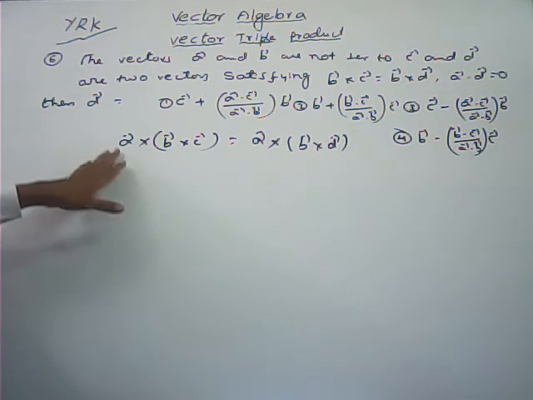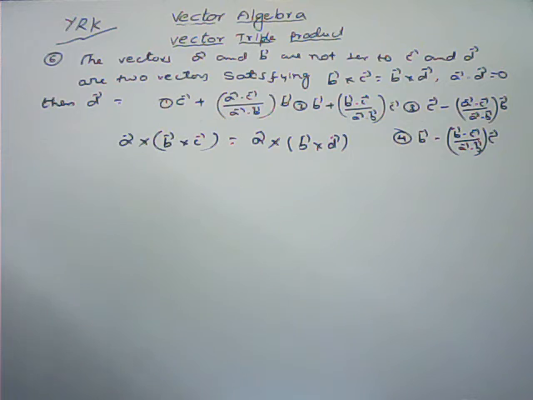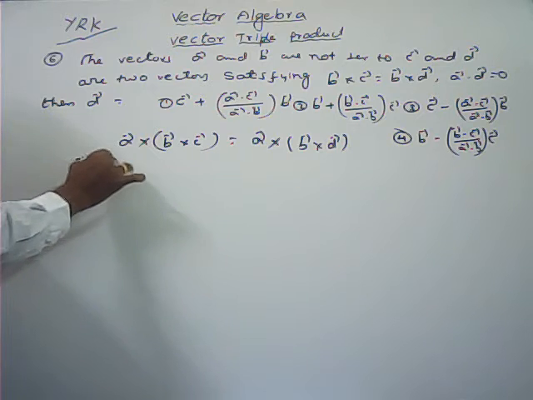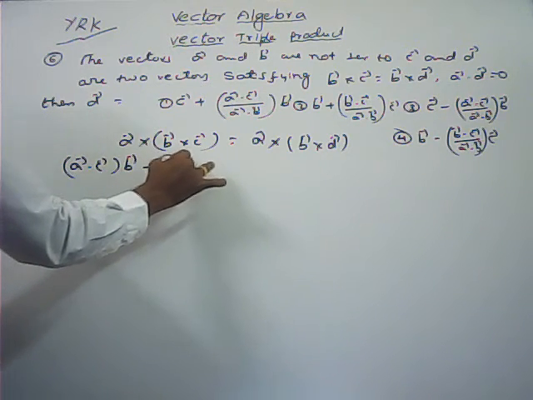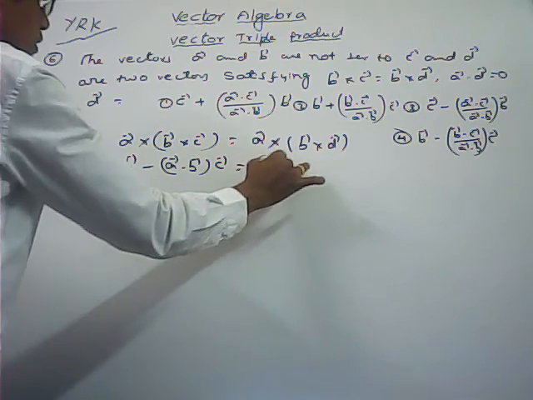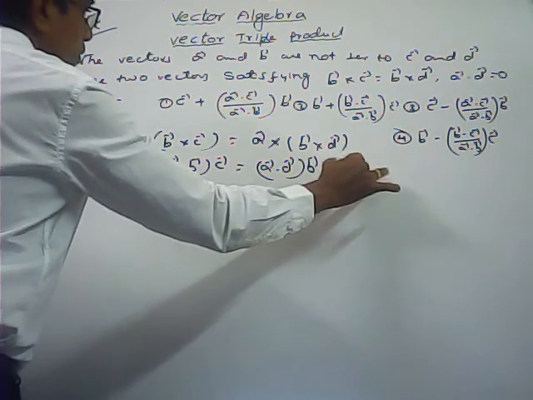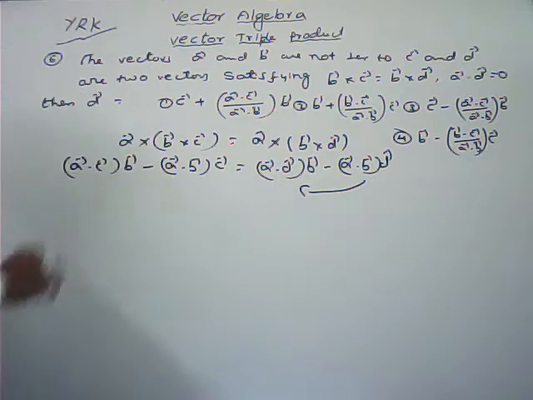Here I have taken A bar cross B bar cross C bar, that is equal to A bar cross; in the place of B bar cross C bar you can substitute B bar cross D bar only. Here you can expand this one: A bar dot C bar into B bar minus A bar dot B bar into C bar, that is equal to A bar dot D bar into B bar minus A bar dot B bar into D bar. Now the remaining two terms you can transfer to that side.